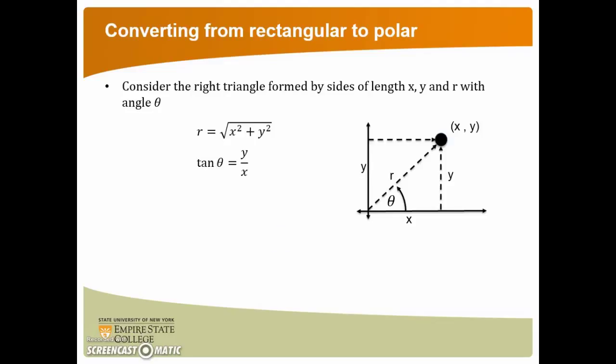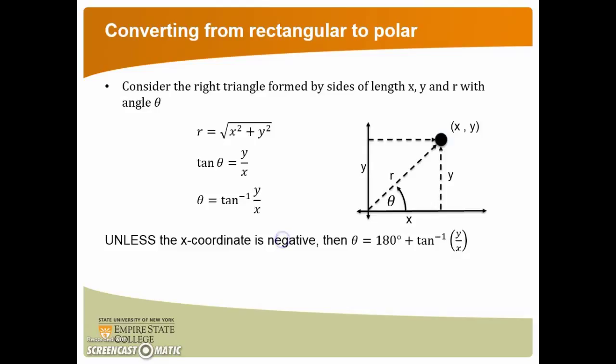Using some right triangle trigonometry, we can also set up the tangent ratio for angle theta. Tangent of theta equals y over x. To find theta, we would take the inverse tangent of both sides of the equation. So theta equals the inverse tangent of the ratio y over x. This works so long as the x value is positive.